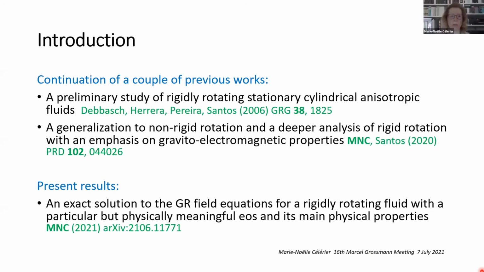The work I'm going to present is a continuation of a couple of previous ones. The first one was a preliminary study of rigidly rotating stationary cylindrical anisotropic fluids by Debash et al., published in GRG in 2006. The second one was a generalization to non-rigid rotation, and a deeper analysis of the rigid case with an emphasis on gravito-electromagnetic properties. This was published by myself in PRD last year. The new result I want to present is an exact solution to the GR field equations for a rigidly rotating fluid with a particular but physically meaningful equation of state. I will also explain its physical properties.